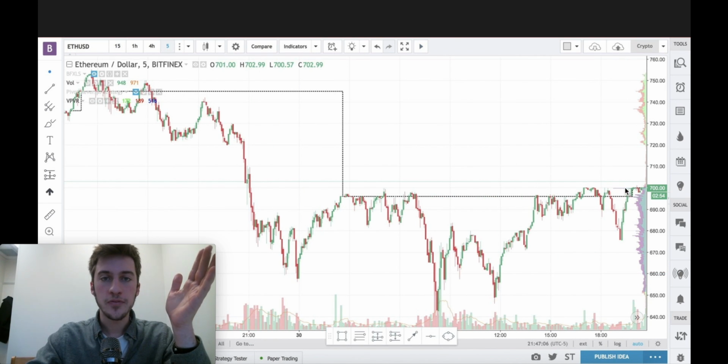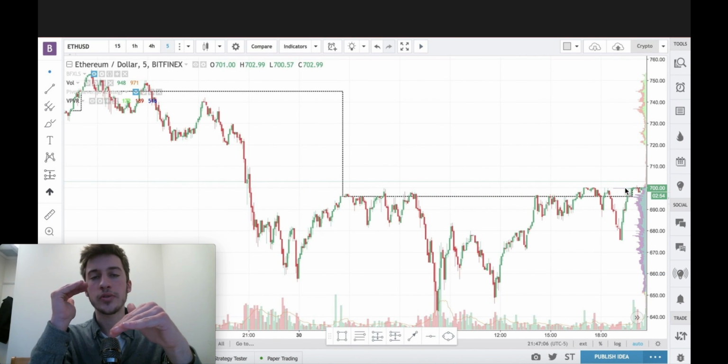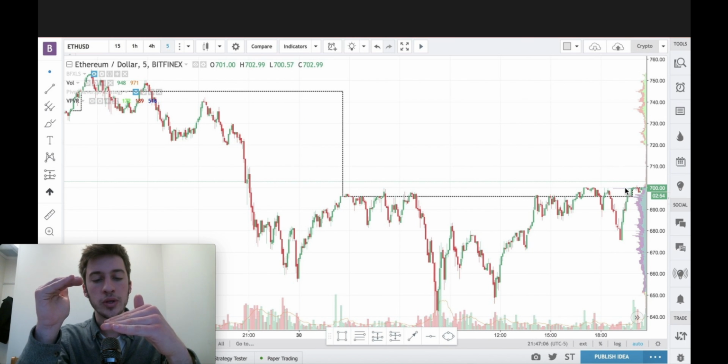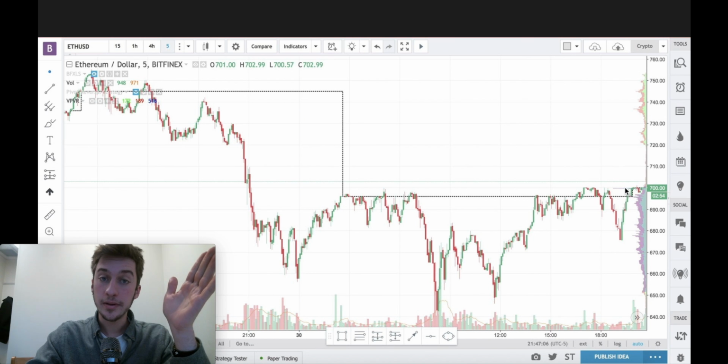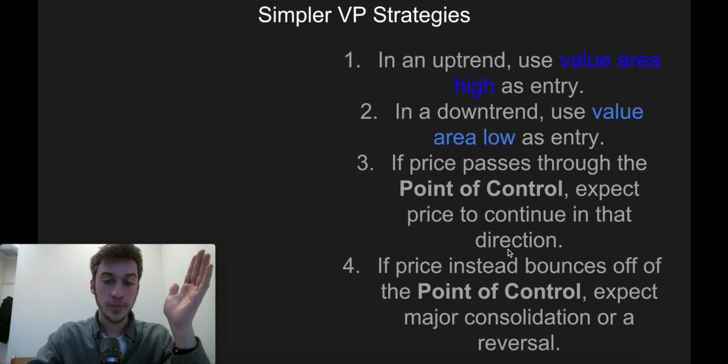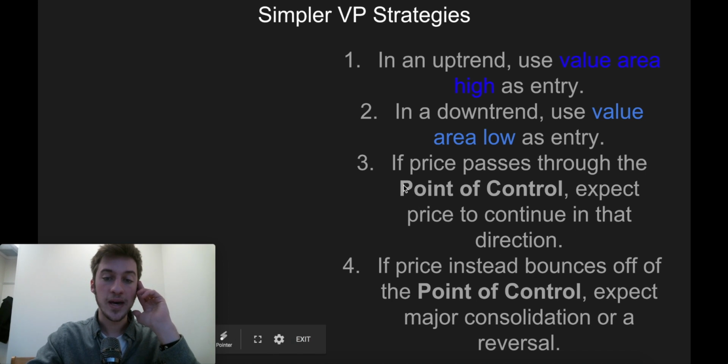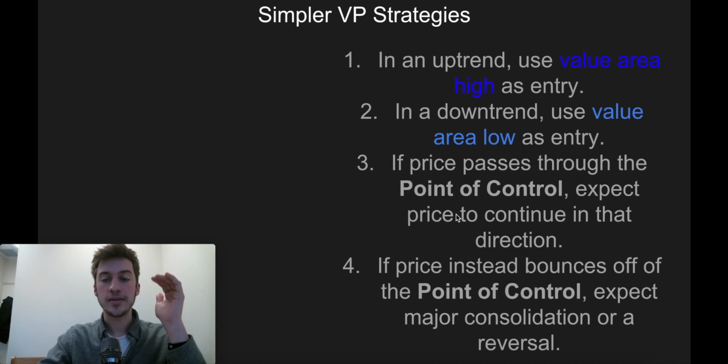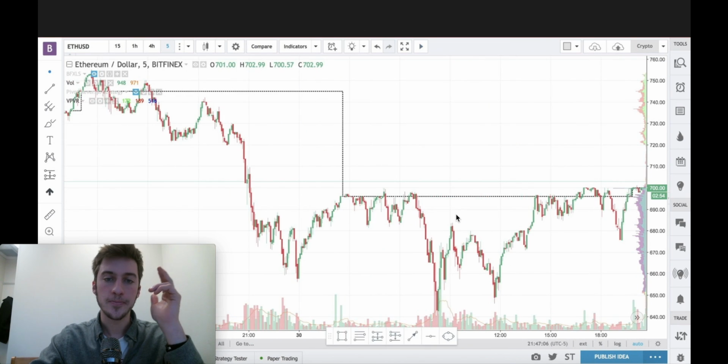So just remember, if you see the point of control at a support or at a resistance level, then reason that that level will probably hold. But if the level doesn't hold, and that goes back to point number 3, if price passes through the point of control, then that's a very strong signal that price is probably going to continue in that direction.